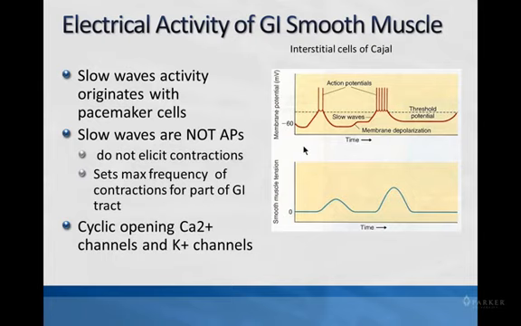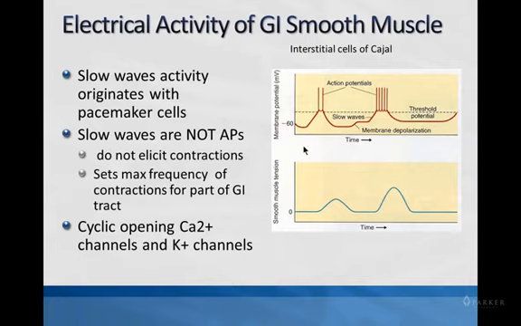And it varies depending on what part of the GI tract you're in. In the stomach, the rate of the slow waves is about three times per minute. In the duodenum, it's 12 times per minute. So if we do have creation of contractions, the max contraction rate we get in the stomach is about 3 times per minute. Duodenum, about 12 times per minute.